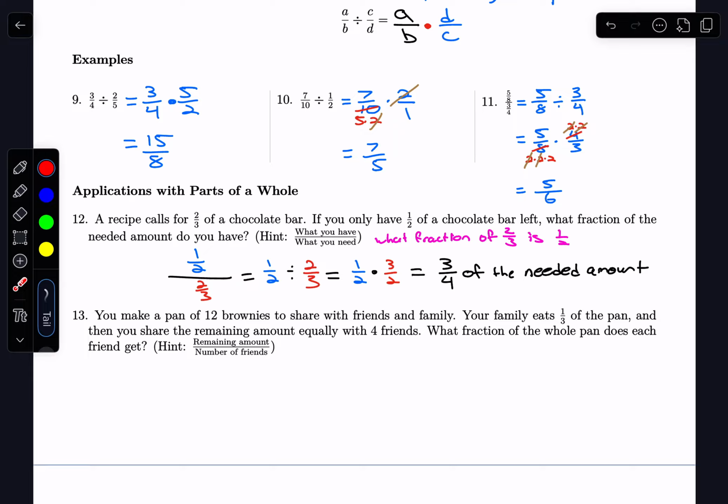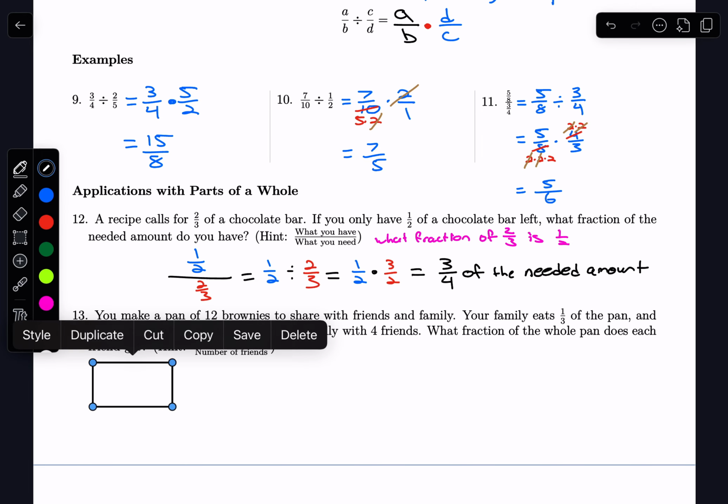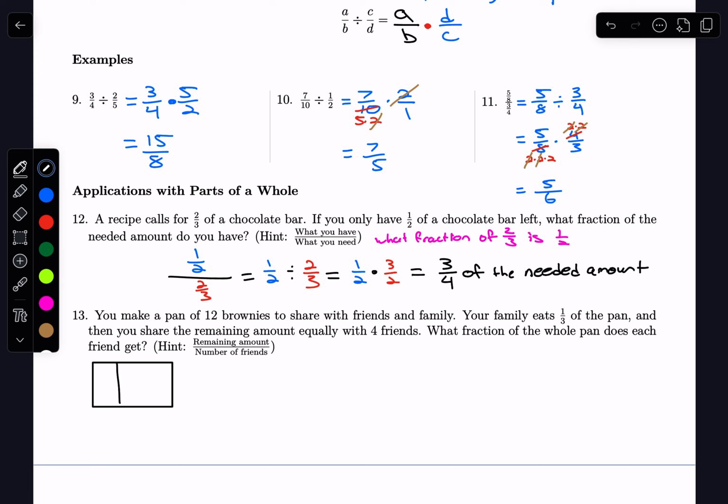Okay, number 13, you make a pan of 12 brownies to share with friends and family. Your family eats 1/3 of the pan, and then you share the remaining amount equally with 4 friends. What fraction of the whole pan does each friend get? So imagine real quick, if you will, that we have a rectangular pan of brownies, and we're going to divide this into 3 equal pieces.